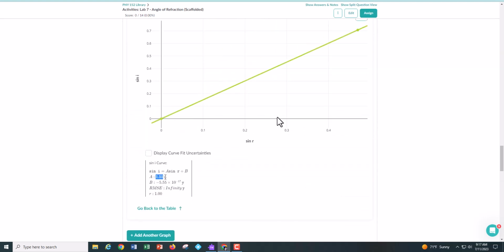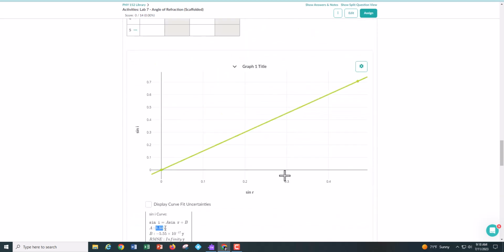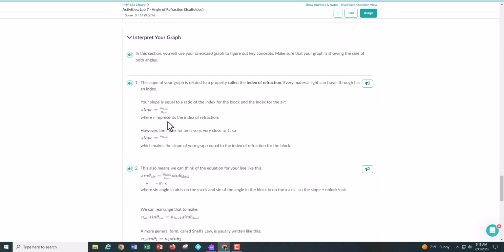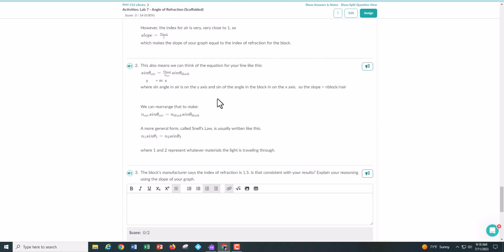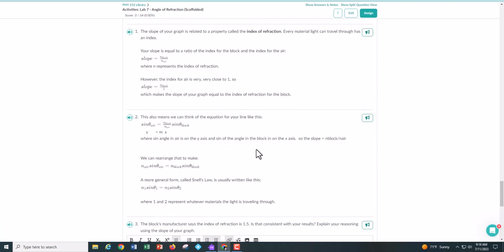Now, if for some reason you put sine of R on the y-axis and sine of I on the x-axis, then the slope will be the inverse of that. So whatever 1 over 1.5 is what the slope would be of this graph. Okay. So I'm going to be looking to see that you insert a linear fit and that you're using your curve fit to help determine that index of refraction. And that's basically it.